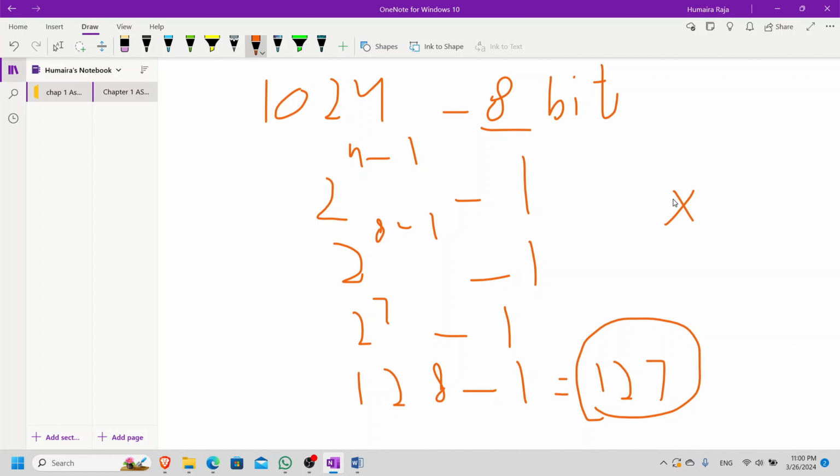So you have to increase the number of bits. You have to think of a ninth bit, or can we represent 1024 using 9 bits. So what will be 2 raised to power 9 over here, 9 minus 1 is 8, so it will be 256.